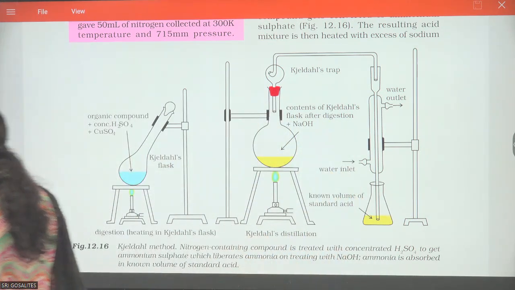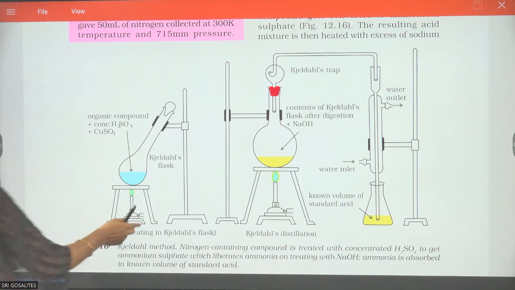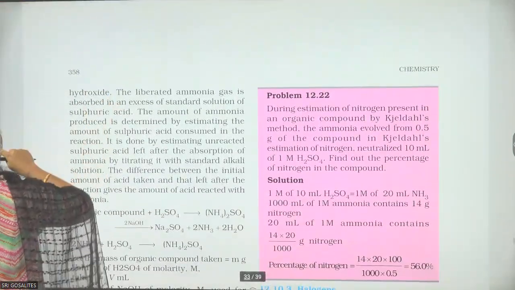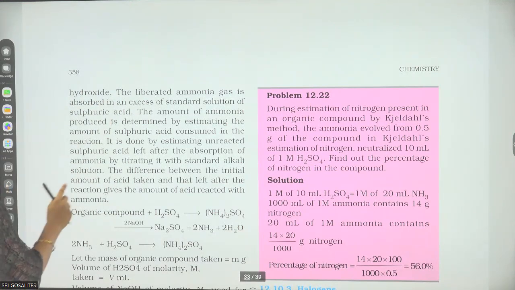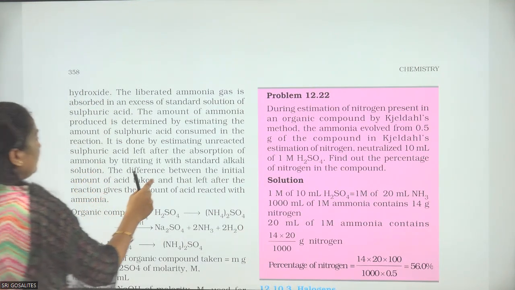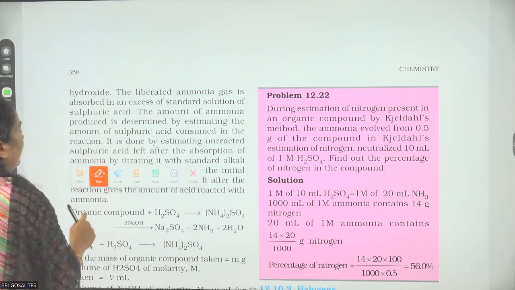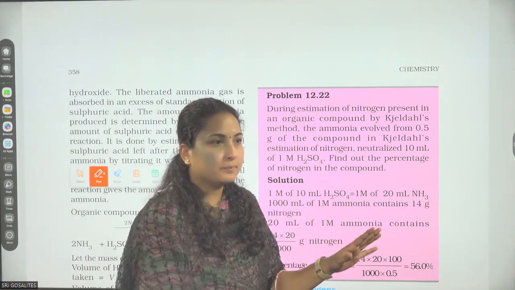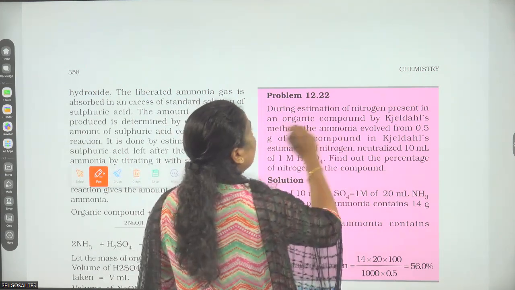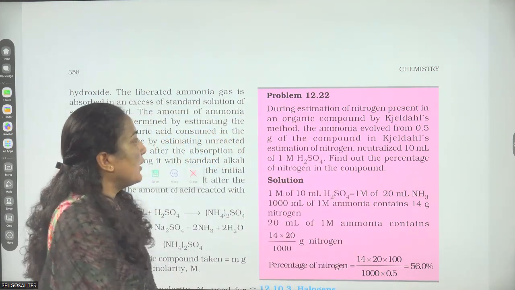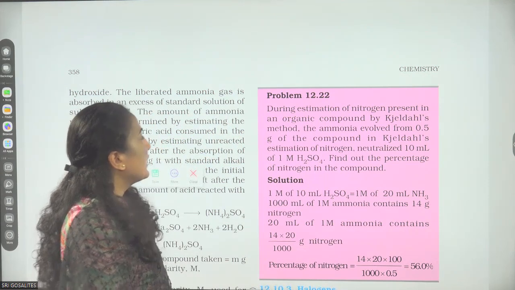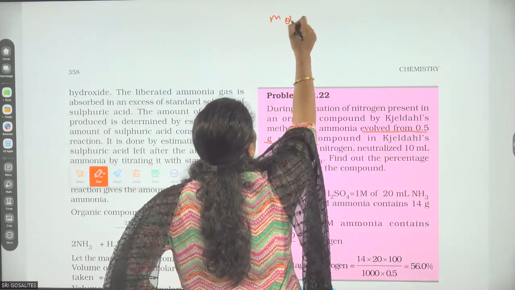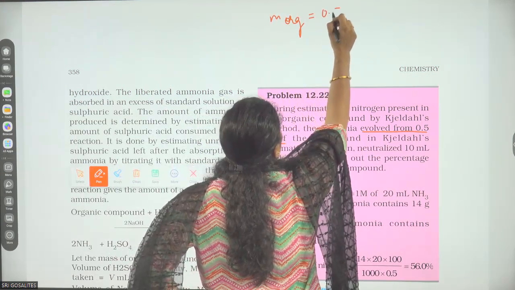So here there is no requirement of the formula. Just the basic understanding of the process will do. Now let us try to see this question which is given about Kjeldahl's, and you will be able to understand this. Try to understand the language of the problem. What they have given you is: during the estimation of nitrogen present in an organic compound by Kjeldahl's method, the ammonia evolved from 0.5 gram. That means they have given you the mass of the organic compound, which is 0.5 gram.